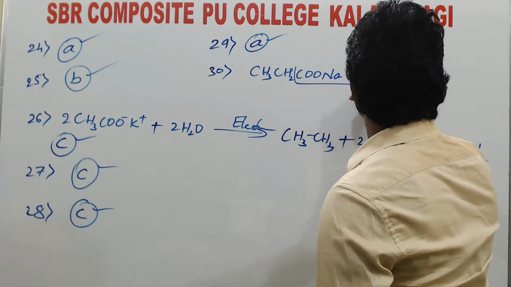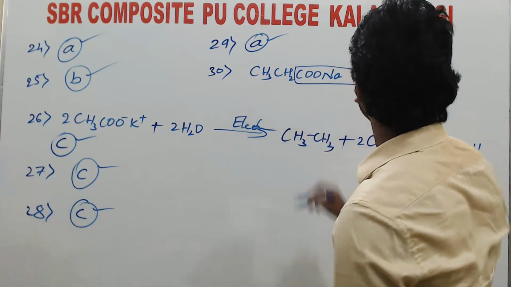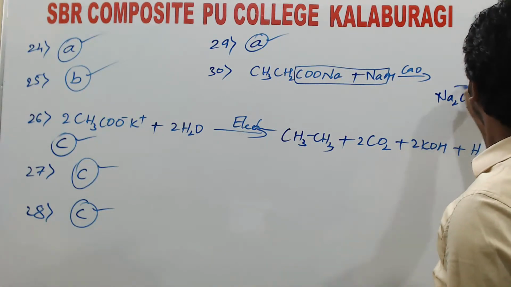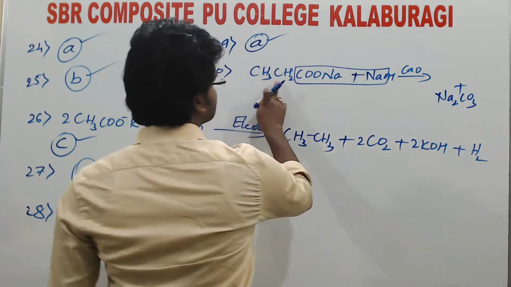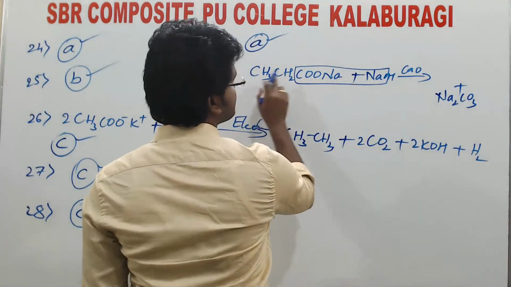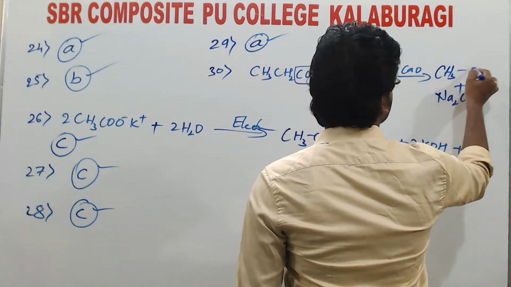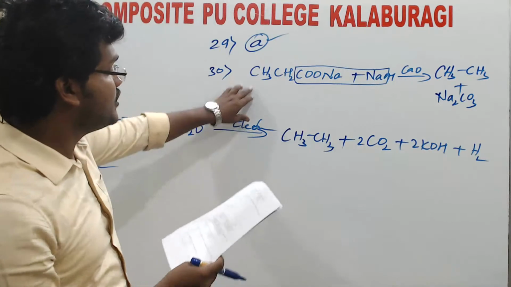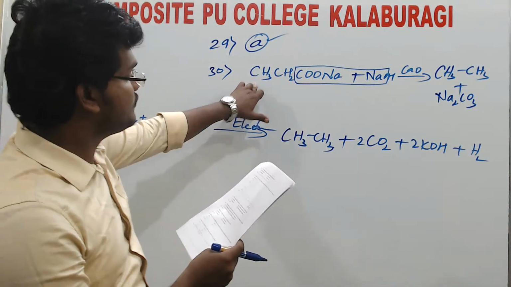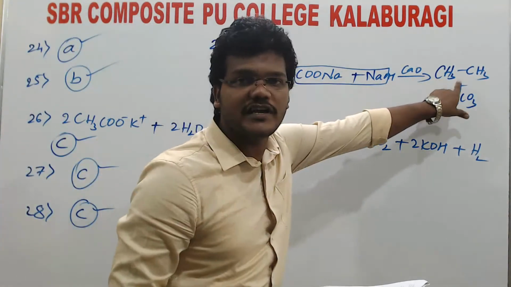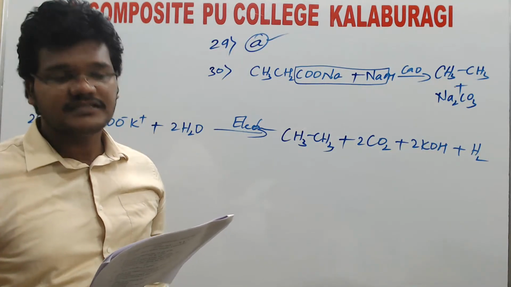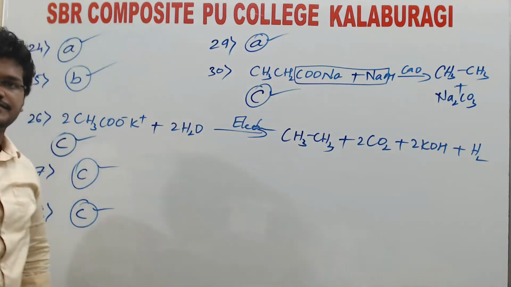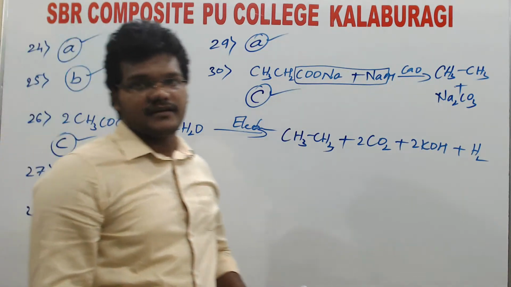Decarboxylation. This entire group will go out, Na2CO3 will go out. Then what will I be left with? CH3, CH2, this H. So I will have CH3, CH3. So dry distillation of this sodium propionate with soda lime gives you ethane. So option C. For the 30th, C is the correct answer.